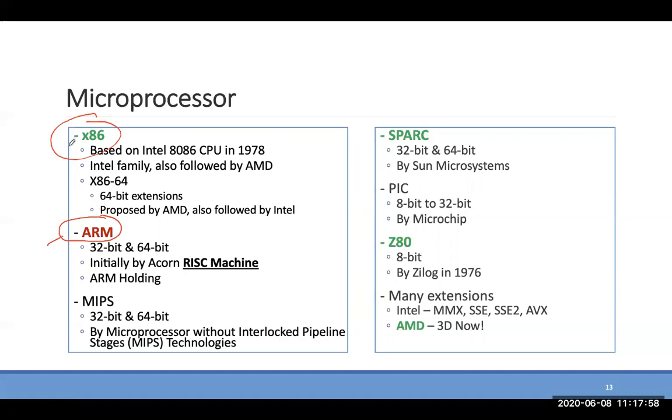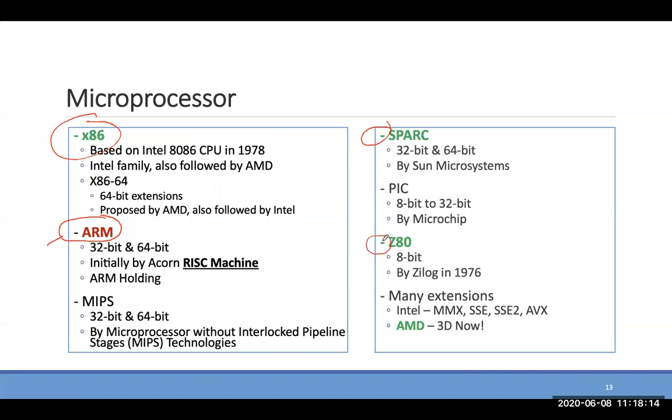But this is not something that we're going to do in this class. During summer, we're just going to focus on x86. This is SPARC, from Sun Microsystems. Sun Microsystems is the company that created Java. So they use a microprocessor they call SPARC.